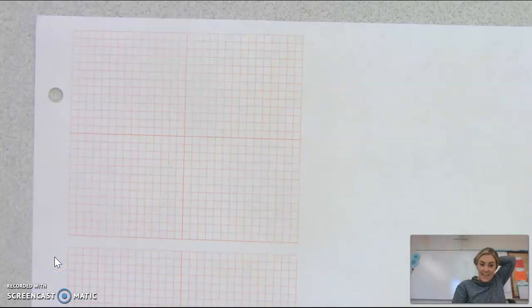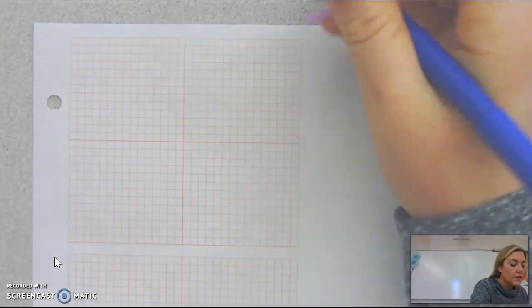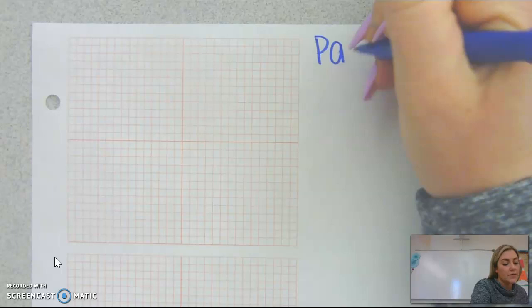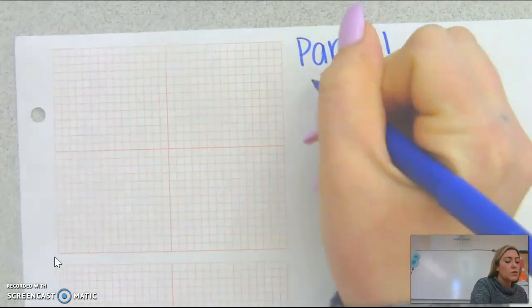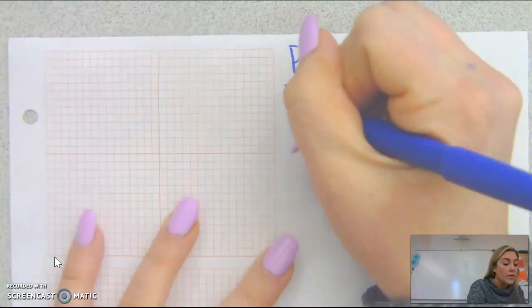Hi guys, so today we're talking about parallel and perpendicular lines. The first set of lines that I'm going to talk about are the parallel lines. When lines are parallel, that means that their slopes are the same.